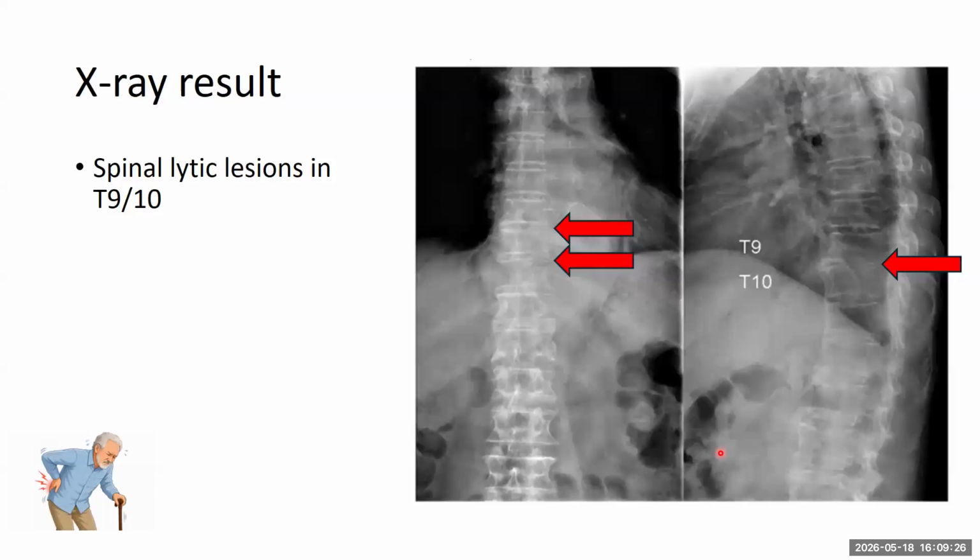So based on the patient's presenting complaint of this backache, a thoracic lumbar X-ray was ordered, and the radiologist reported that there were lytic lesions noted in the T9, T10 region. And if we look at the lateral X-ray, we can see that there's vertebral decompression with an osteopenic appearance noted. So this confirmed the presence of lytic lesions.